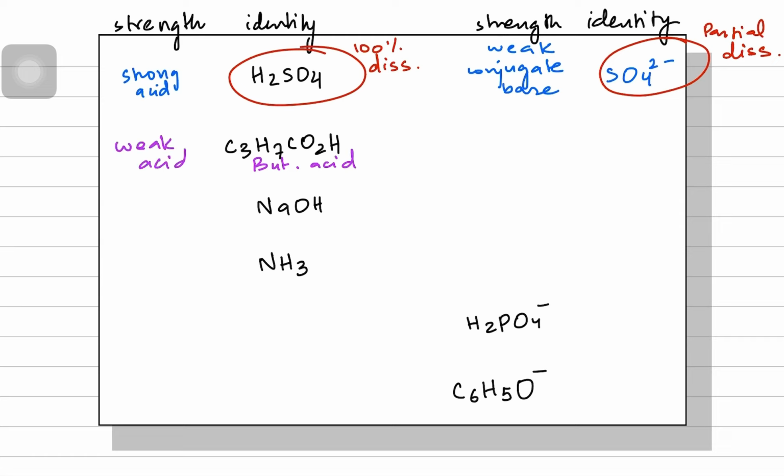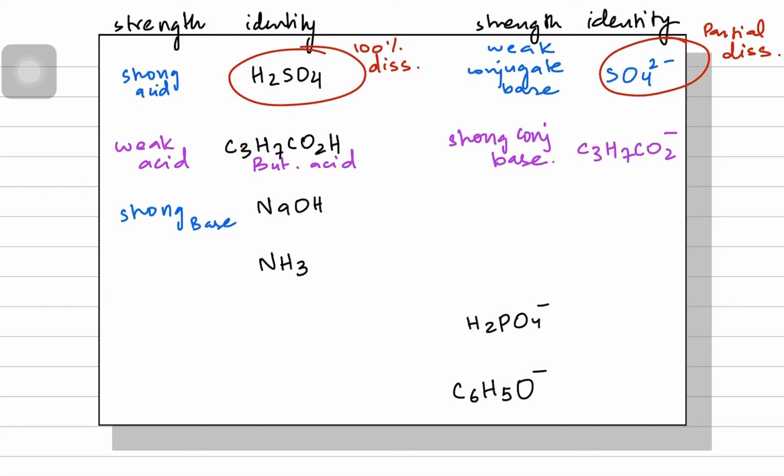We know butanoic acid should be a weak acid, but still it will donate the proton. So we get the C3H7CO2 minus, which is the butanoate ion. Butanoate ion should be a strong conjugate base. So weak acids give you strong conjugate bases, and strong acids give you weak conjugate bases.